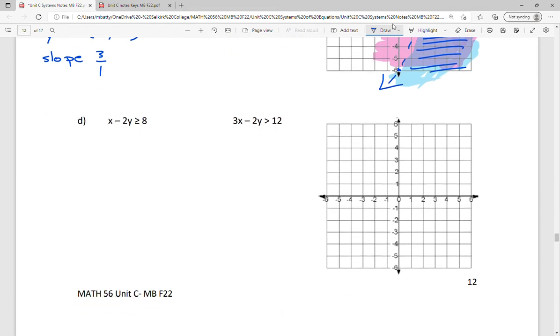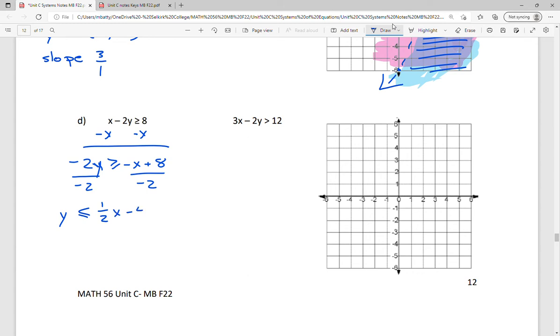Several more to try. Again, I go to mx plus b form. Remembering when you're dividing by a negative, you enact that rule of switching your sign. Watch your fraction math here. Watch your signs.